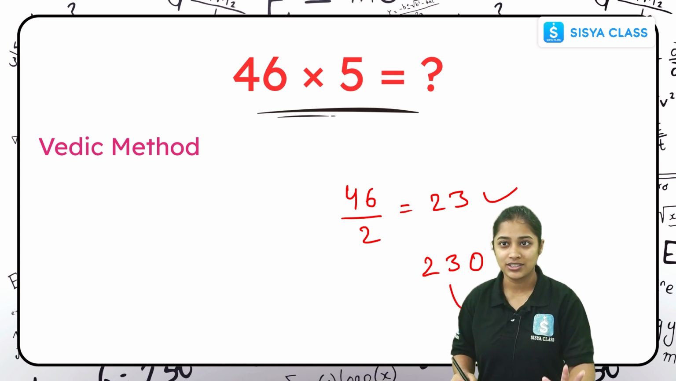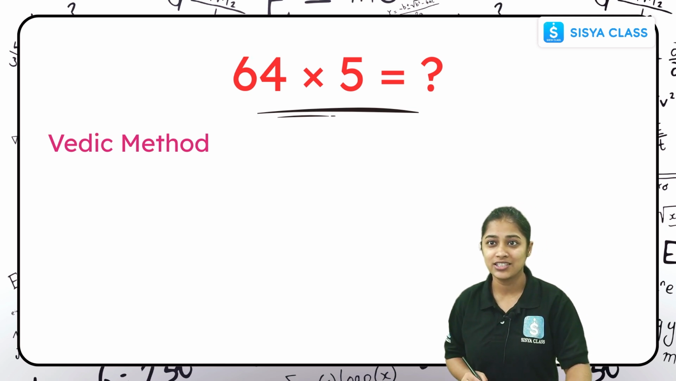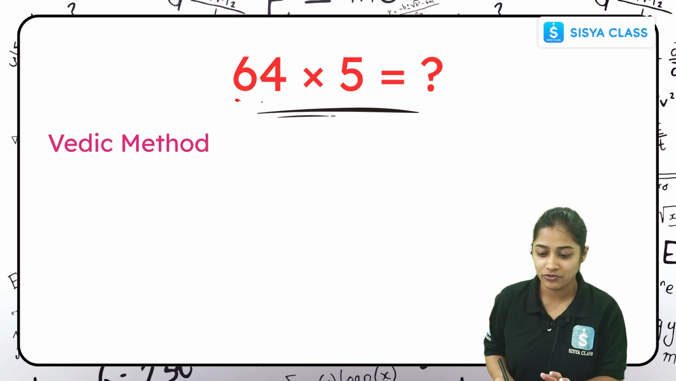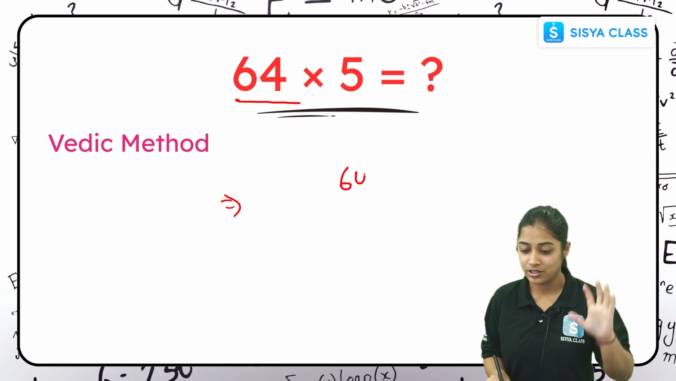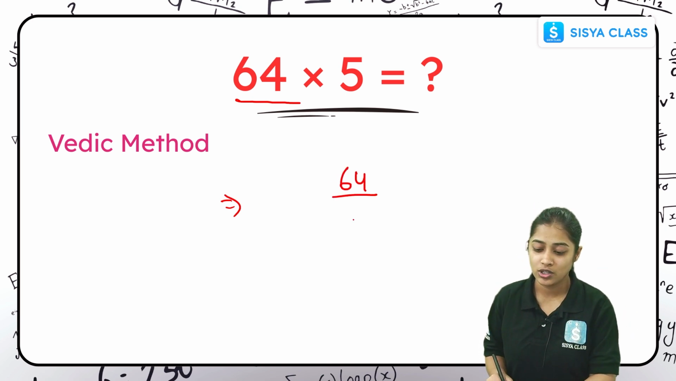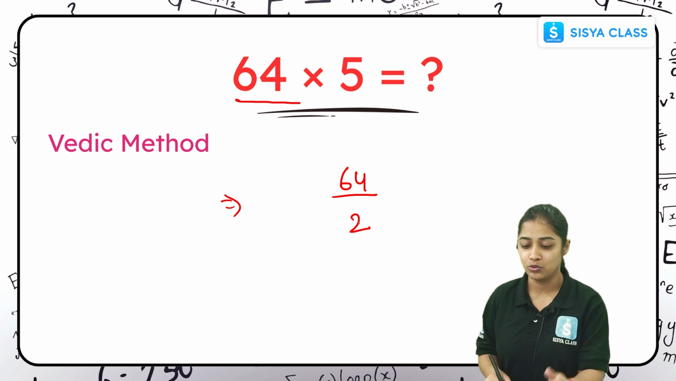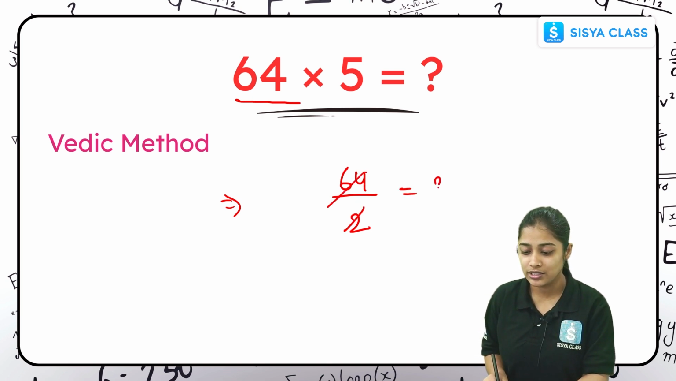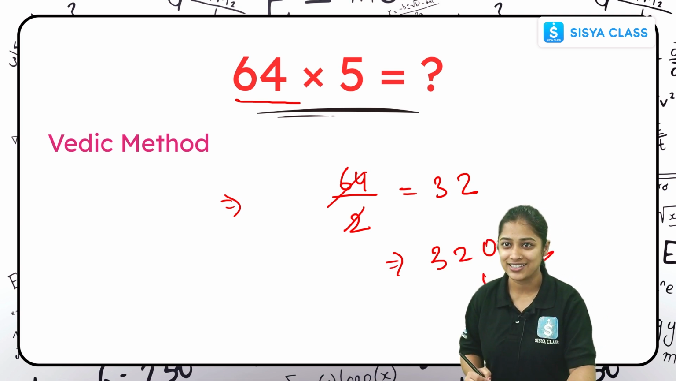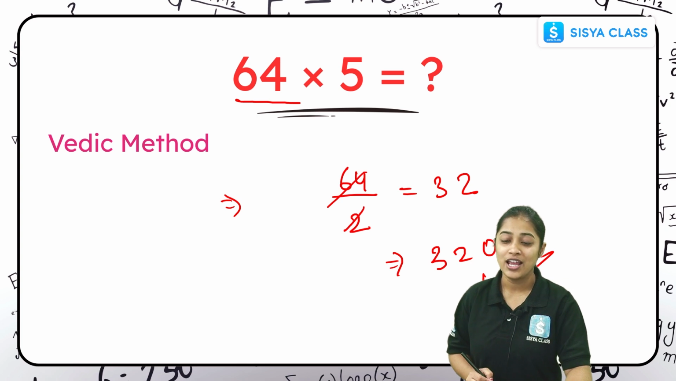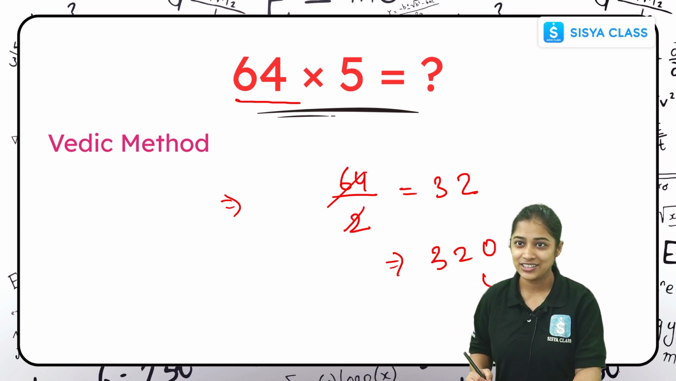Let's see one more example. So here we have 64 into 5, right? So again, what will we do first? The first step is we will divide our number by 2. So here we will divide 64 by 2. We will get 32 as our answer, right? Then again add 0 in your number. So this is your final answer. So the answer is 320. So this was the first trick we have learned in today's class.